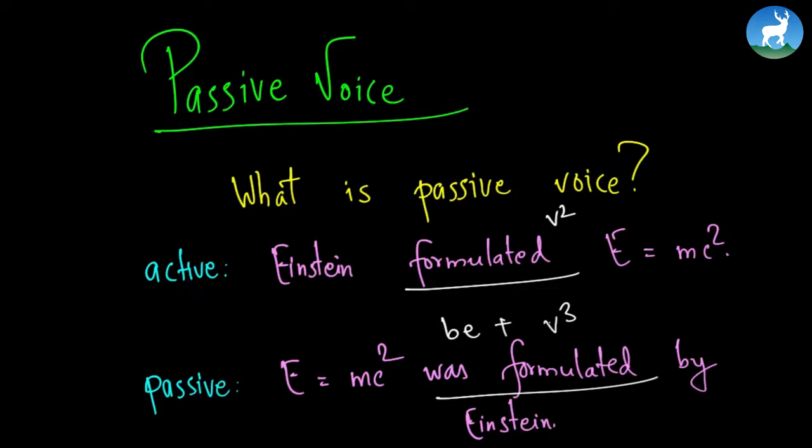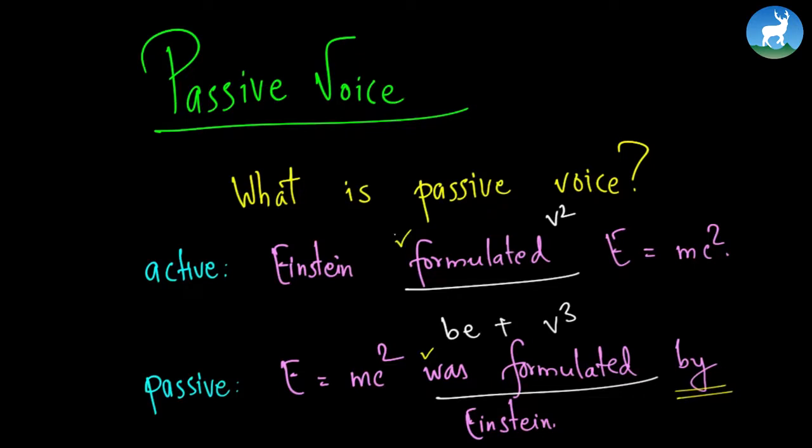Whereas in a passive voice, the person or thing acted on comes first, and the actor is added at the end, introduced with the preposition by. So what was formulated by Einstein? E equals mc square was formulated, and we have added the preposition by. The passive form of the verb is signaled by a form of to be. In the sentence above, was formulated is in passive voice, while formulated is in active voice. Once again, I'm repeating that: was formulated is in passive voice, while formulated is in active voice.